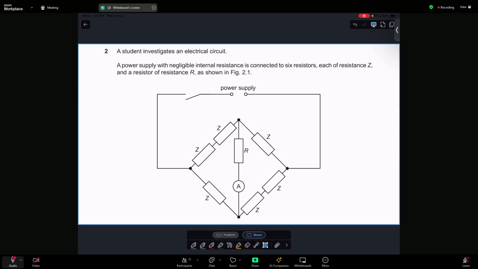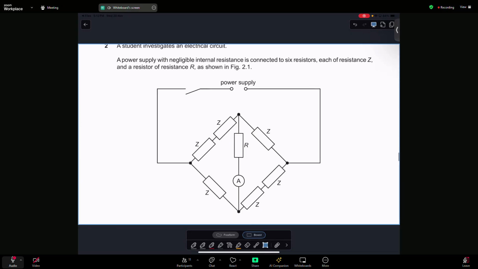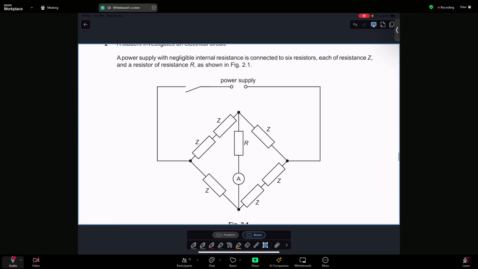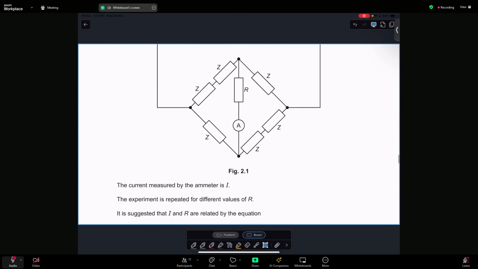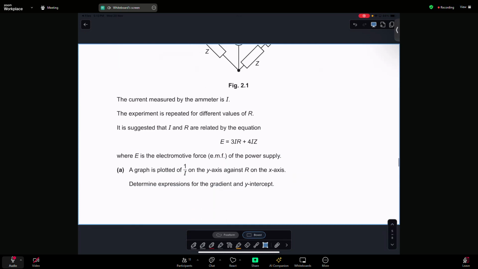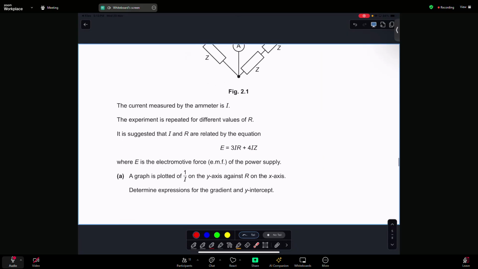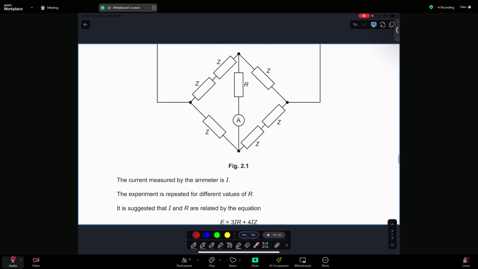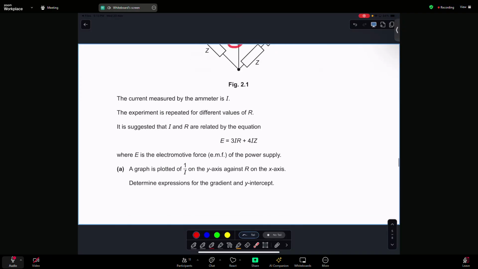Okay, so a student investigates the electrical circuit here, with a power supply of negligible internal resistance and whatnot. It looks like a complex circuit, but you shouldn't worry about it. They won't ask you anything about it. They ask that the current is measured using an ammeter here, and the experiment is repeated for different values of R. So we're trying different values of R here. It is suggested that I and R are related by this equation.